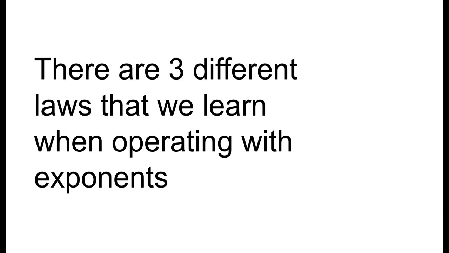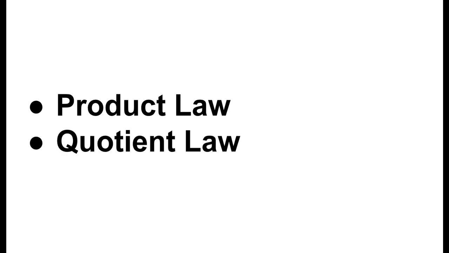There are three different laws that we learned when operating with exponents. We have the product law, the quotient law, and the power law. The product law is when two exponential terms are multiplied, the exponents have to be added. So if we have a to the sixth power times a to the seventh power, then we have to take our two exponents and add them together. And in this case, we get 13. So our final answer would be a to the 13th power.